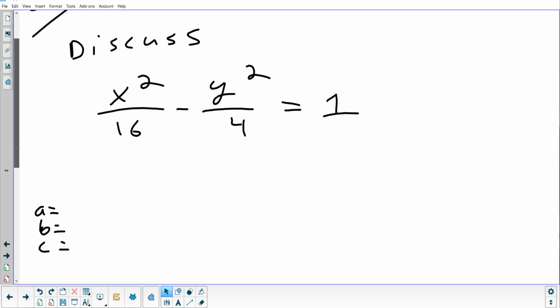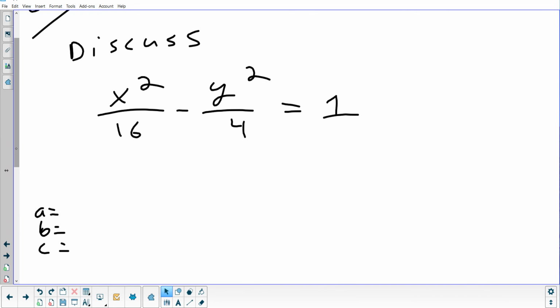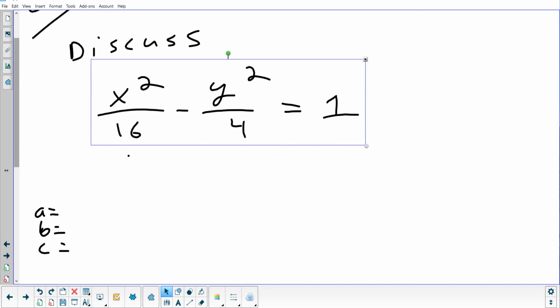All right, so let's identify what we can. What's A in this case? 4. Because it's right here? No. But that's 4. It's the square root of 16. A is always the square root of the first number. B is always the square root of the second.